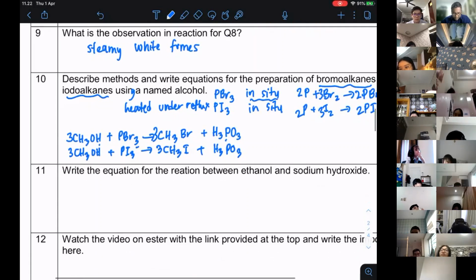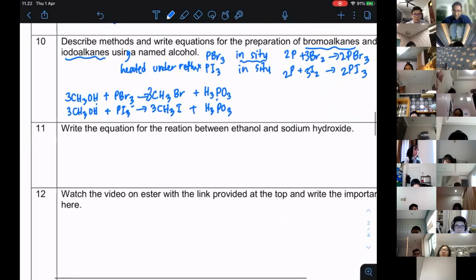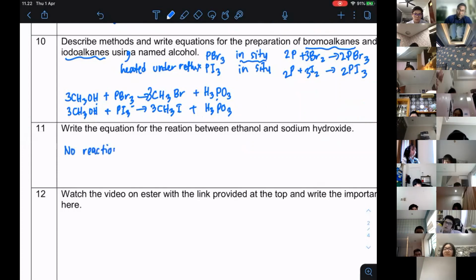Now, 11. Write the equation between the ethanol and sodium hydroxide. No need to worry so much. You do not even need to write the equation because there is no reaction. Do remember alcohol will react with sodium, but alcohol is not acidic enough to react with sodium hydroxide. The only things that will react with sodium hydroxide in this chapter are your ester if you are doing hydrolysis, and your carboxylic acid because it's a weak acid. But alcohol is not going to react with sodium hydroxide.